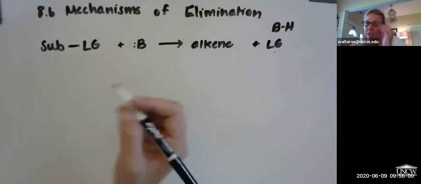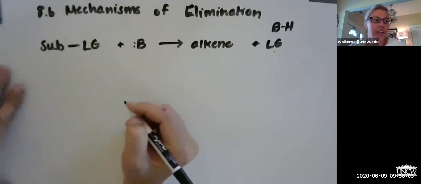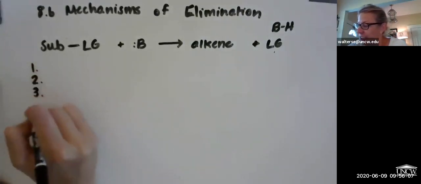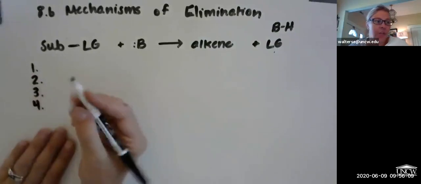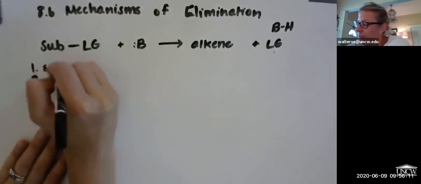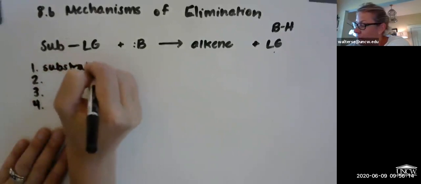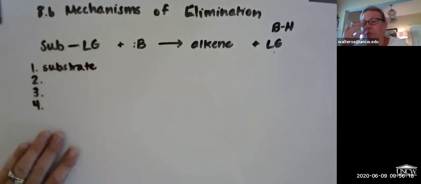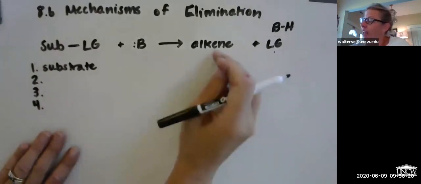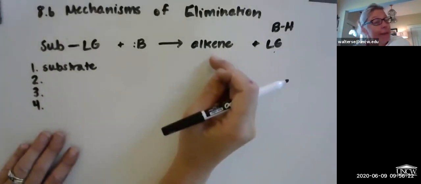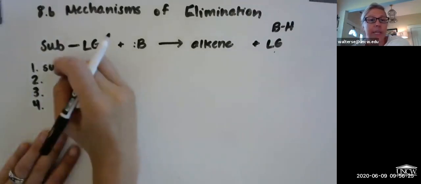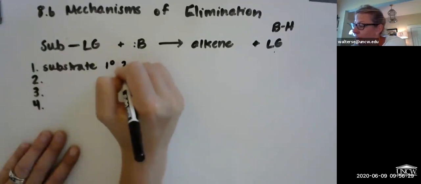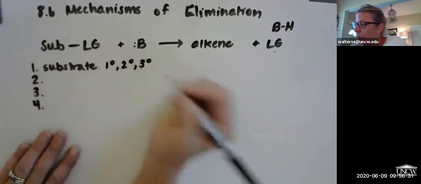Okay. So just like we looked at before, we're going to have to consider our 4 characteristics. We have to look at our substrate, but we can no longer use methyl substrates because methyl substrates only have 1 carbon. And our alkene has to, in order to make a pi bond between 2 carbons, the substrate has to have 2 carbons. So our substrates are primary, secondary, or tertiary.